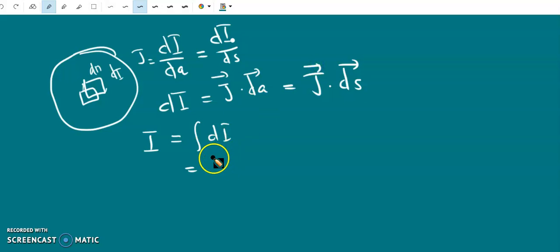So integral dI is equal to integral J dot dS or J dot dA. So any one notation is enough to use. A is the perpendicular area here. So the area can be represented as A or S, dS or dA.